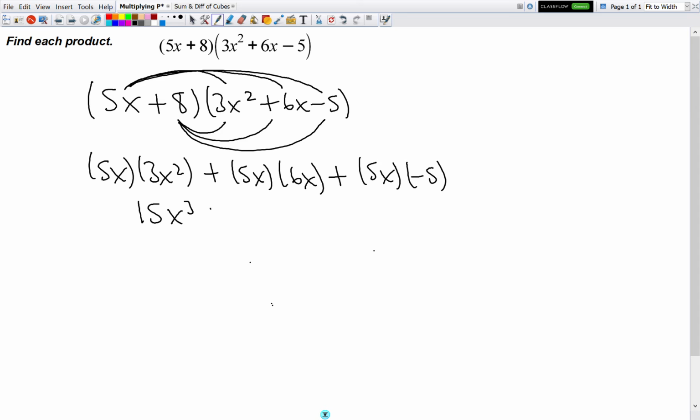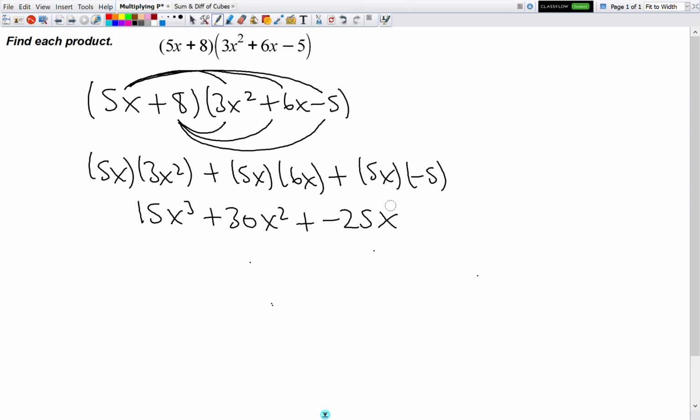Then plus, then 5 times 6 is 30. And then count your x's. 1x here, 1x there, so that makes x squared. Then you have a plus sign because that's what you have here separating your two sets of parentheses. But you have 5 times negative 5, so that's going to make a negative 25 eventually. Then just count your x's, so 1x here, no x's there, so you just have 1x. So you just put a regular plain old x.